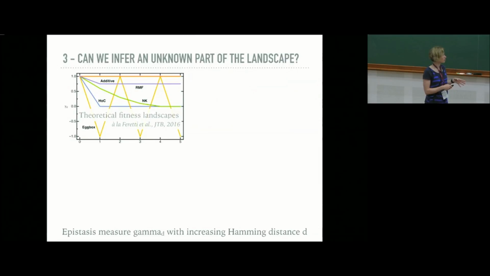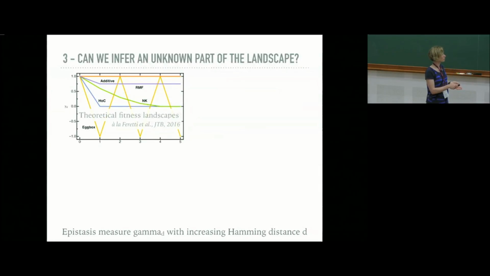And in that paper, they looked into the signature that different theoretical fitness landscapes would leave when you look at the statistic. I'm not going to go into detail explaining what all these models are, just a little bit here. This red line is an additive model where you have no epistasis, and clearly this measure is 1 for any distance in the landscape. Then you have one that's very interesting, the House of Cards model, where you have an absolutely random landscape, so theoretically epistasis is maximal.